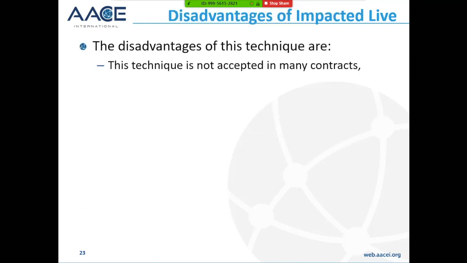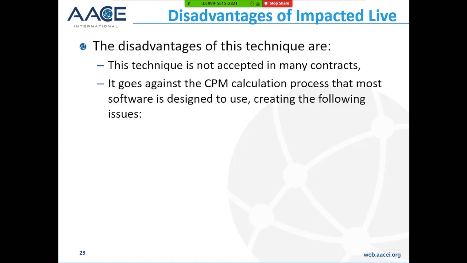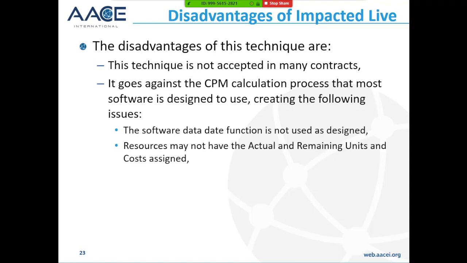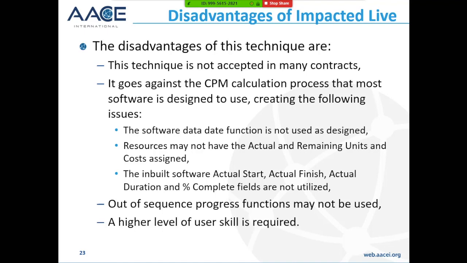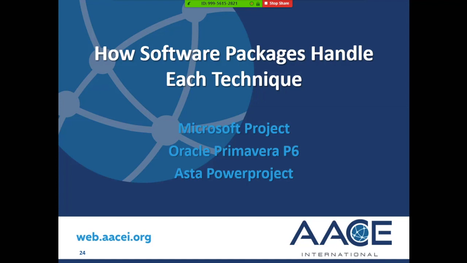So what are the disadvantages? Well, it's not accepted in many contracts. It goes against the CPM calculation process that most software packages are designed to be using, creating the following issues. The software data date does not function. Resources may not have actual remaining units and costs assigned. The inbuilt software actual start, actual finish, actual duration, percent completes are not utilized. Out of sequence progress functions may not be used, and a vastly higher skill level is required than normally updating a schedule.